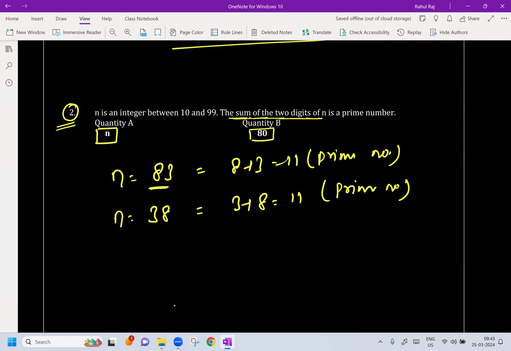I can have n as 83 also. 8 plus 3 is a prime number because they have defined n as an integer between 10 and 99. I can't take anything else. I have to take only between 10 and 99, and then the sum of two digits of n is a prime number. So when I take n equal to 83, 8 plus 3 is 11. And why did I take 83? Because quantity B is 80. I just need to compare whether n is greater than 80, yes or no. So n is 83, which is greater than 80, but n can be 38 also. So then the answer is D, no? Their answer is D. Okay, fine.